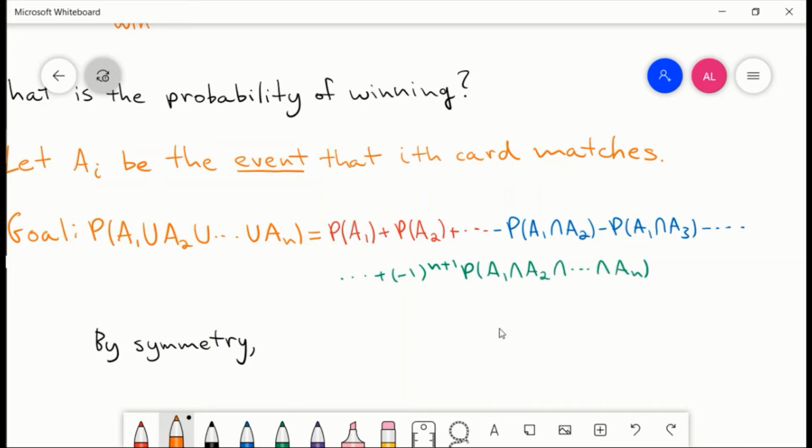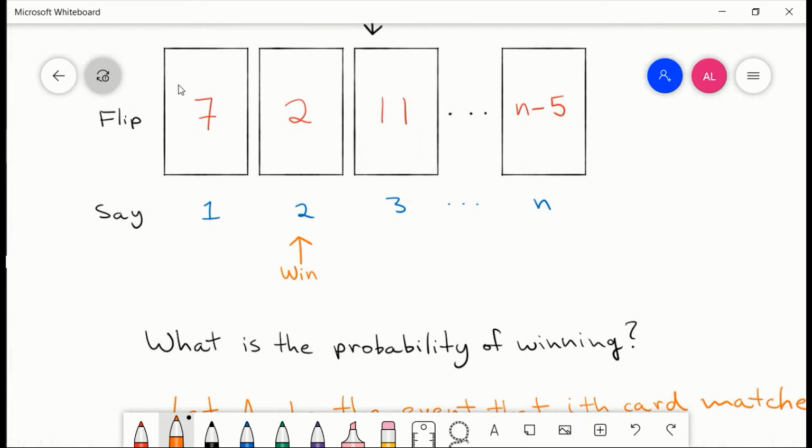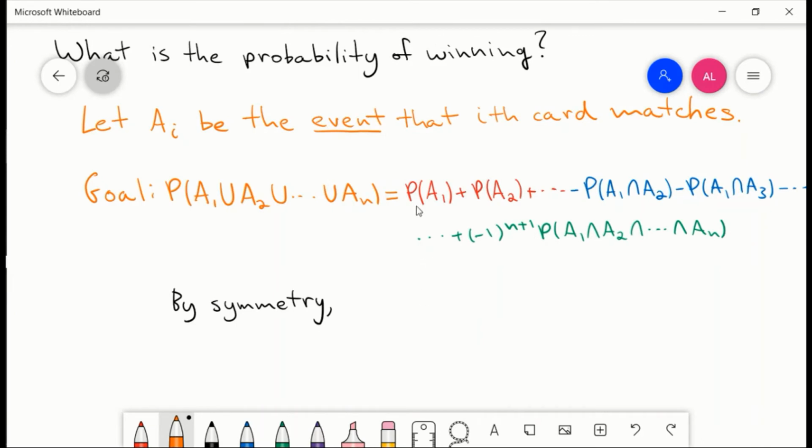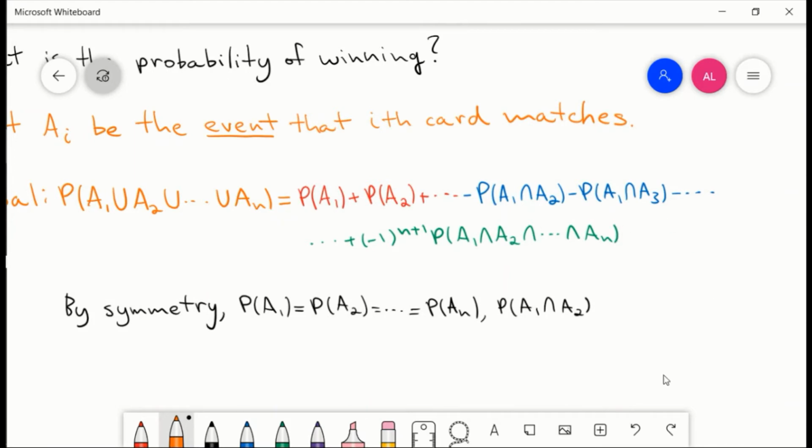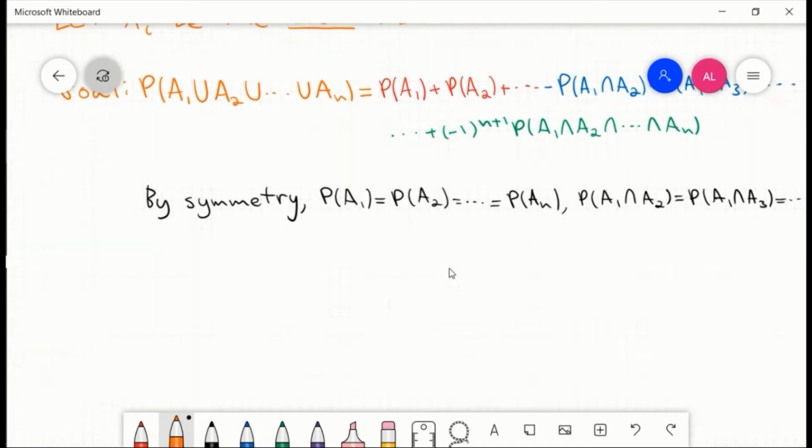Now, one interesting thing we can notice is there is no reason for the first card matching to be more likely than the second card matching or the 11th card matching. There is no reason for that to happen. And therefore, we can say that P of A1 is equal to P of A2, which is equal to P of A_n. Similarly, for P of A1 intersection A2, there is no reason for that to be less likely than P of A1 intersect A3. So all of these are equal. And we could just say this for all of the terms in this inclusion-exclusion.